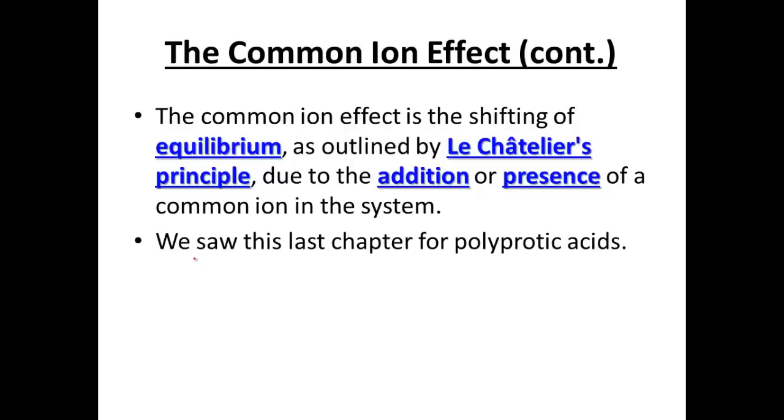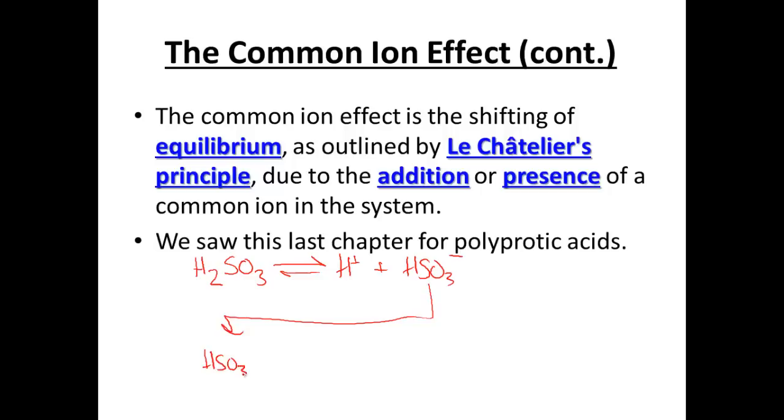Last chapter we saw it for polyprotic acids. Here's an example. Let's do sulfurous acid, H2SO3. It dissociates into H plus and HSO3 minus. And then we talked about how this HSO3 minus will go on to dissociate a second time. So HSO3 minus dissociates into H plus and SO3 2 minus.